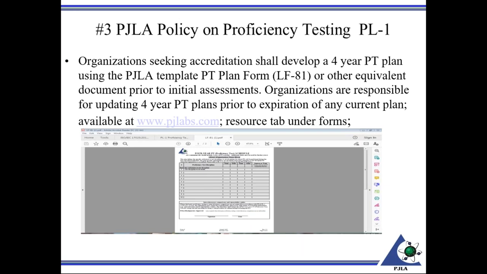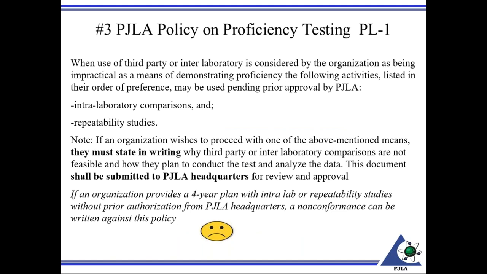PL1 goes into a lot of dissertation about a four-year plan. So an organization has to develop their four-year proficiency testing plan. And PL1 goes into detail as to how to construct one, where we have to include each discipline on a scope of accreditation within a four-year period. And a requirement that's written in PL1 piggybacks on that requirement in 7-7, specifying you have to compare your results to results outside your organization. We have this written into PL1.